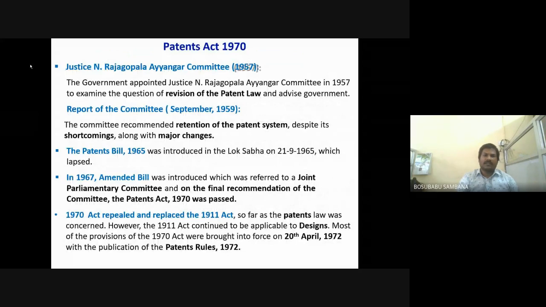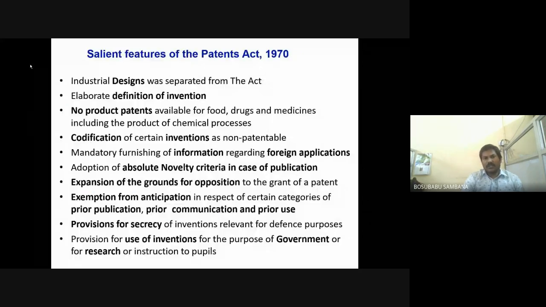Current features here: industrial designs were separated from the Act. Elaborate definition of innovation. No product patent available for food, drugs, medicine, including the product of chemical process. Codification of certain inventions as non-patentable, like algorithms, which are completely copyrighted. Mandatory furnishing of information regarding foreign applications, how to file foreign patents. I will show you, no worry.